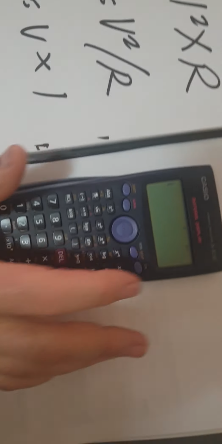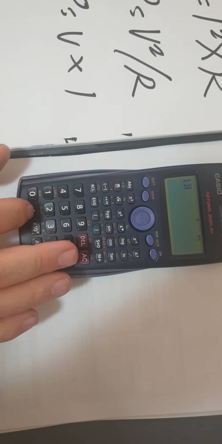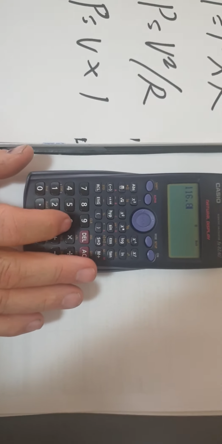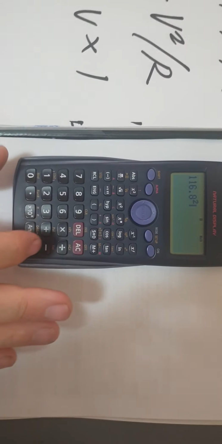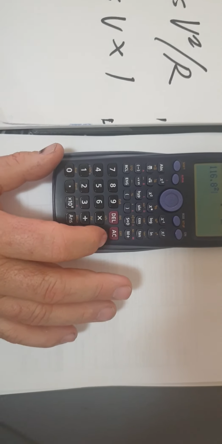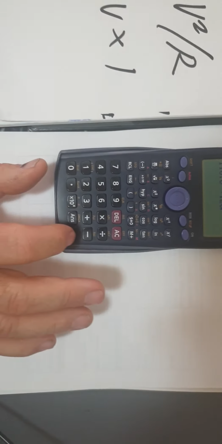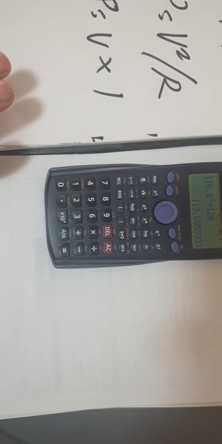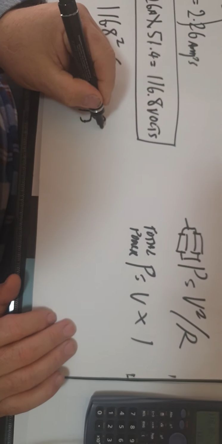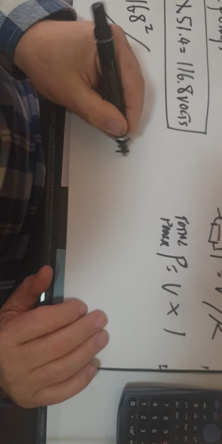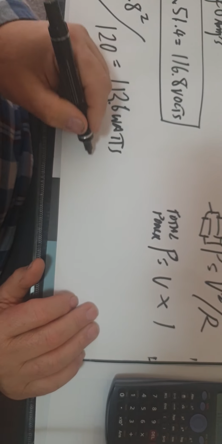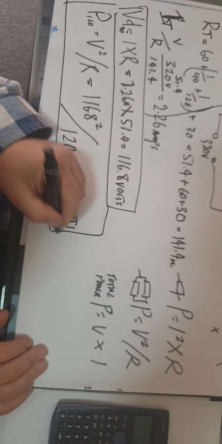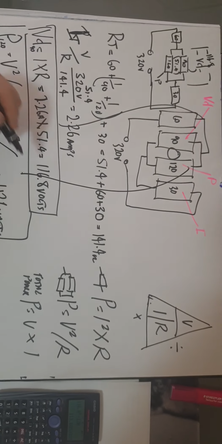All right, so 116.8 squared, divided by 120 equals, we get 113.6 watts. What did you say? Watts. So that's what we're looking for. That is carried out for my P.